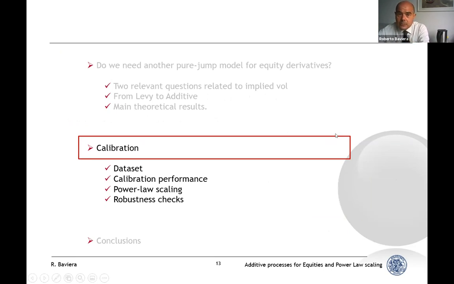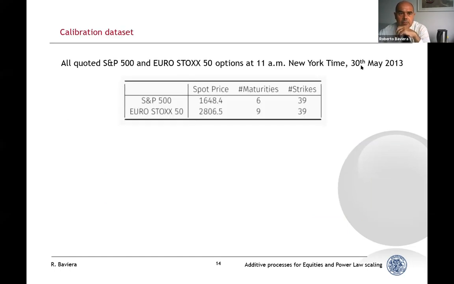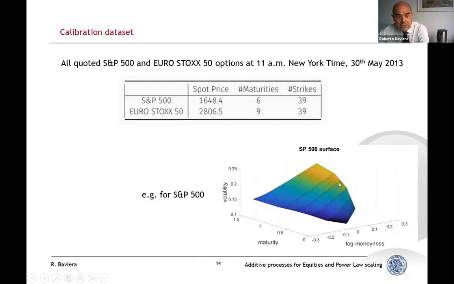Okay, let us look how this model performs in calibration. The data set that we consider is on the 30th of May 2013, 11 a.m. New York time. And we consider all liquid options on SP500, which involve six maturities from 22 days up to almost 2 years, and the Eurostoxx 50 that involves nine maturities up almost to 5 years. Okay, this, for example, is the surface of the SP500 as a function of the maturity and log-moneyness that is similar to what Masaki has shown on a different date.